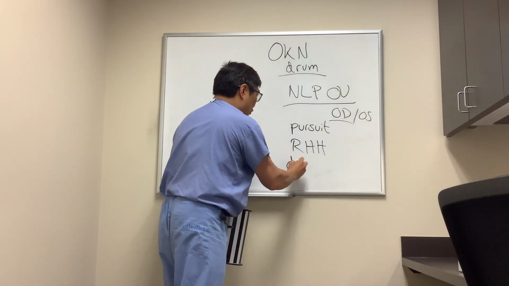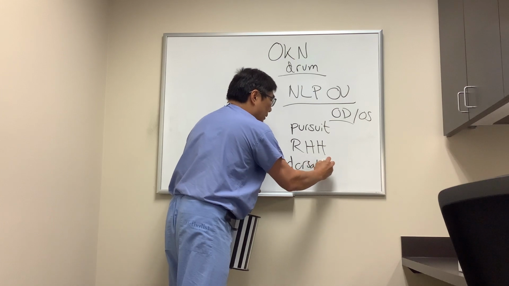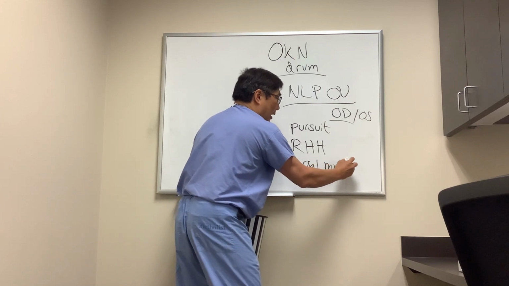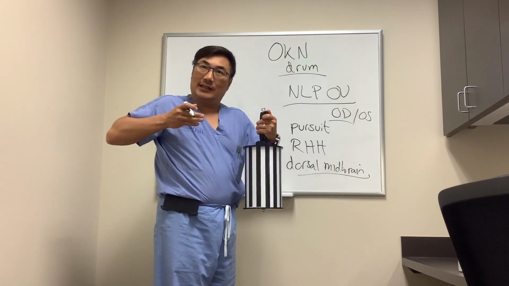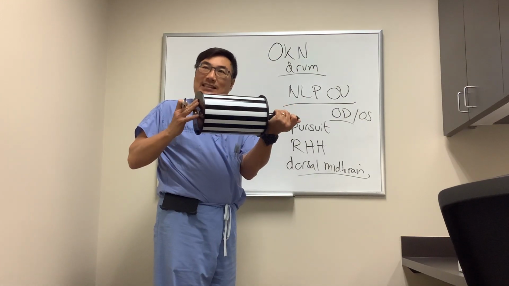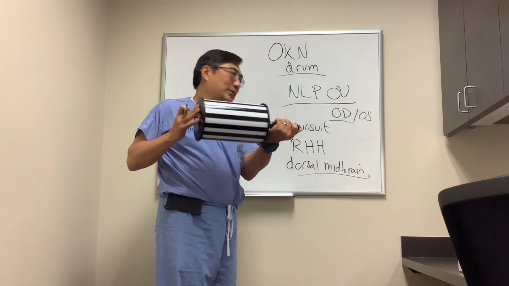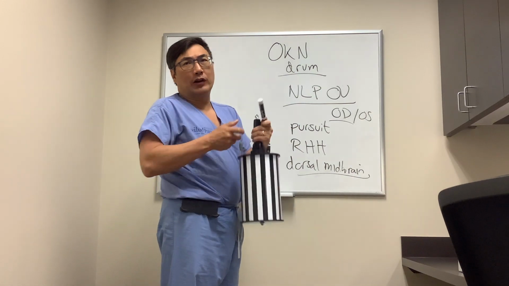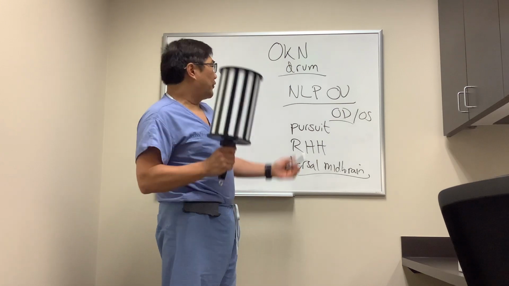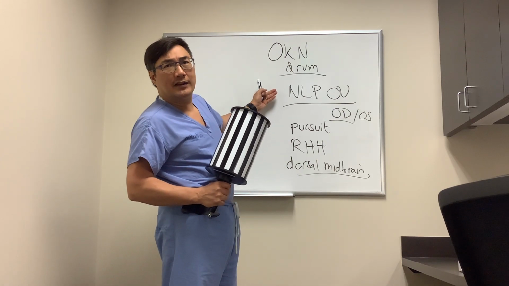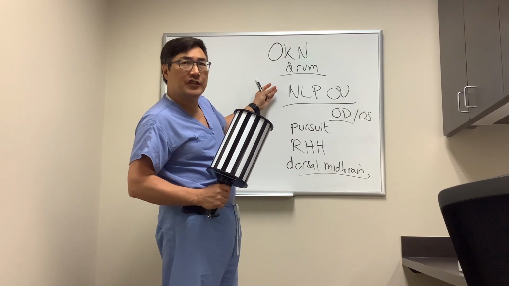And that's good for the dorsal midbrain syndrome, because when someone tries to saccade up and they have the dorsal midbrain syndrome, they might get convergence retraction nystagmus. So it's one of the ways we can elicit convergence retraction nystagmus in the dorsal midbrain syndrome by rolling the drum downwards.